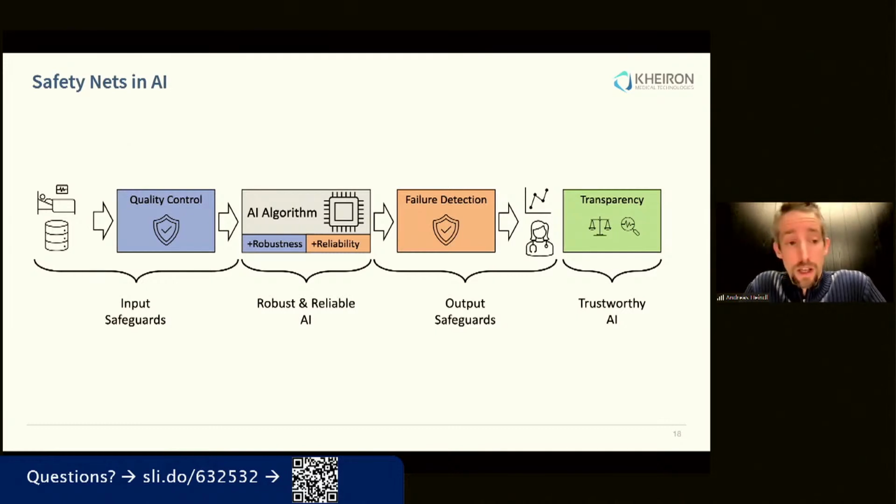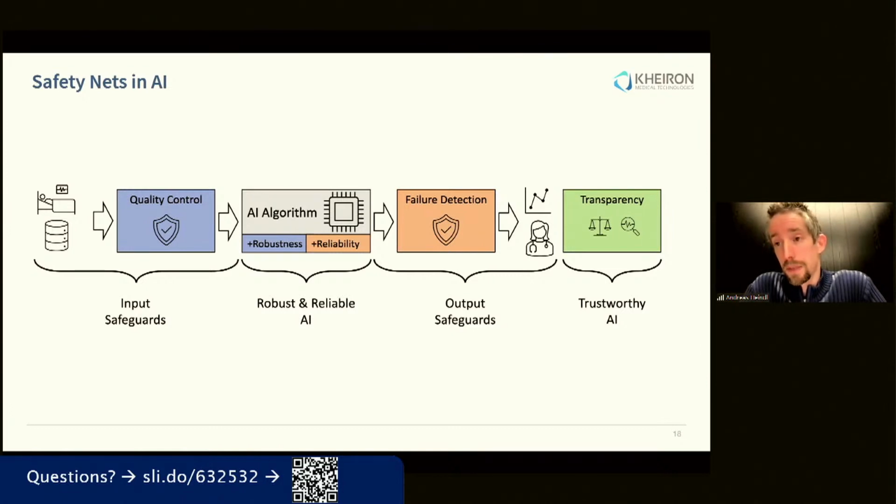So what kind of safety nets are there in AI? In the beginning, when data is extracted here on the very left side, there are some input safeguards in place here at Kheiron, where we basically check that the data we extracted from the hospital makes sense. This may be simple checks like the age of the patient, or more complicated checks where you see if there are consistency issues in the data that you extracted from the hospital system.